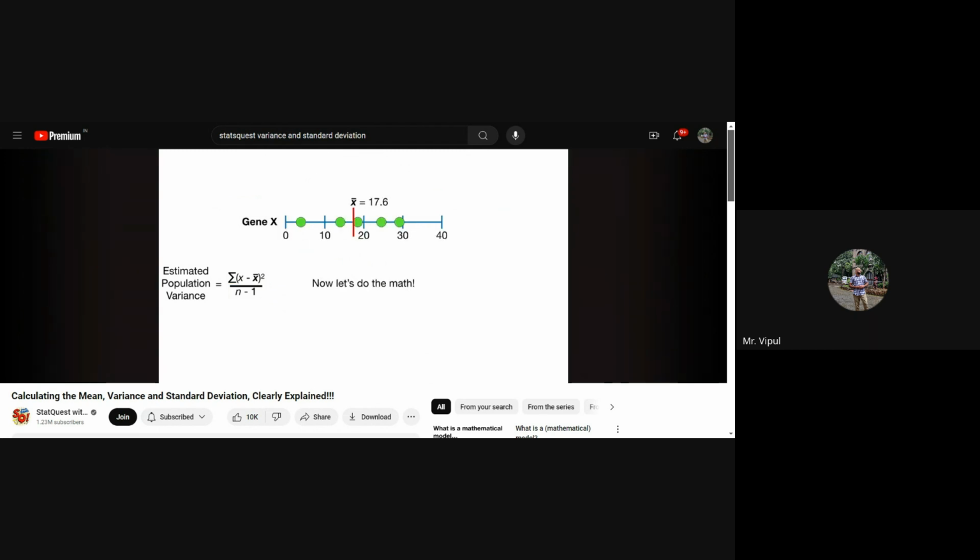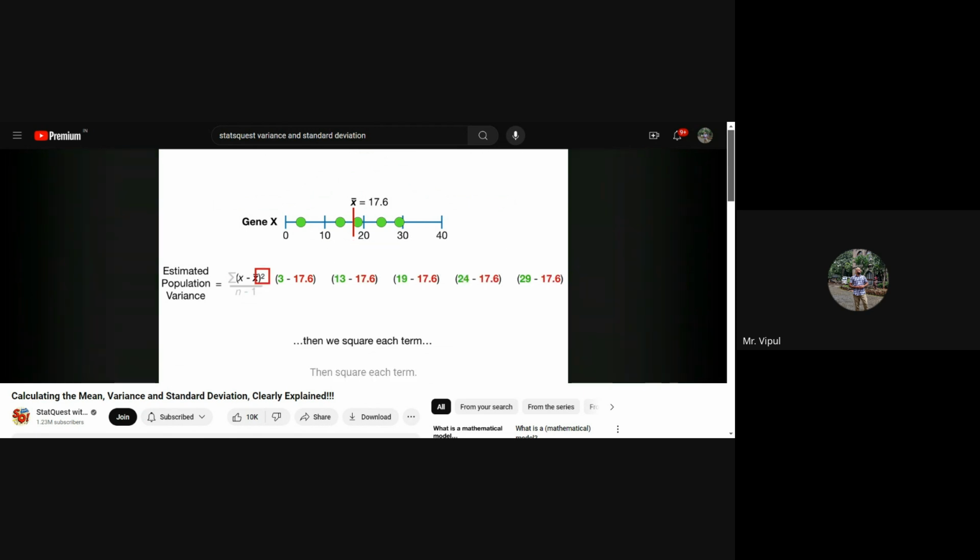Note, if you're like me and want to know more details about why we need to compensate for calculating differences from the sample mean, check out the follow-up StatQuest. The link is in the description below. Now let's do the math. Just like before, we calculate the differences between the mean and the data.